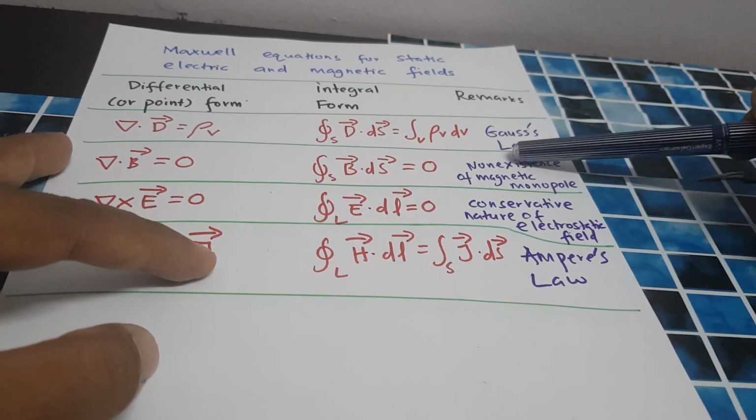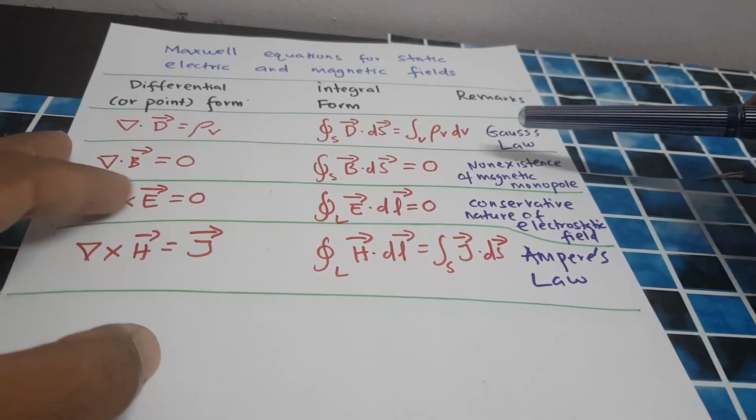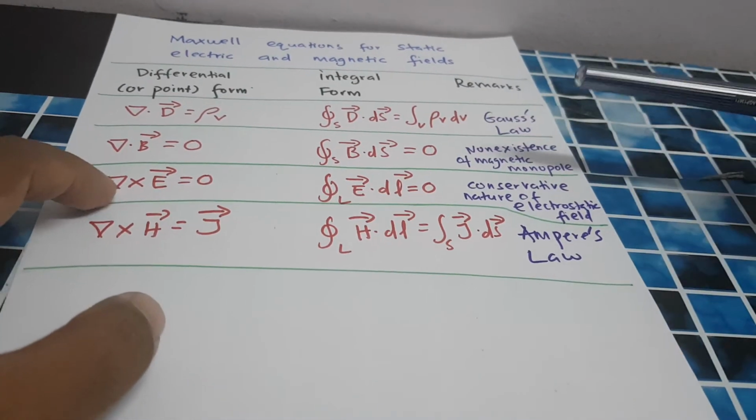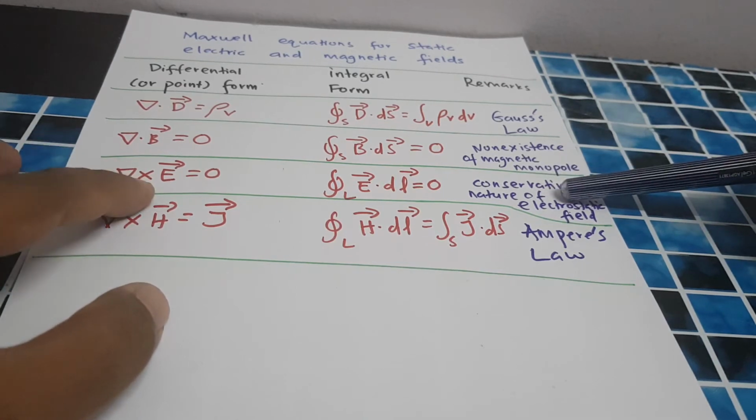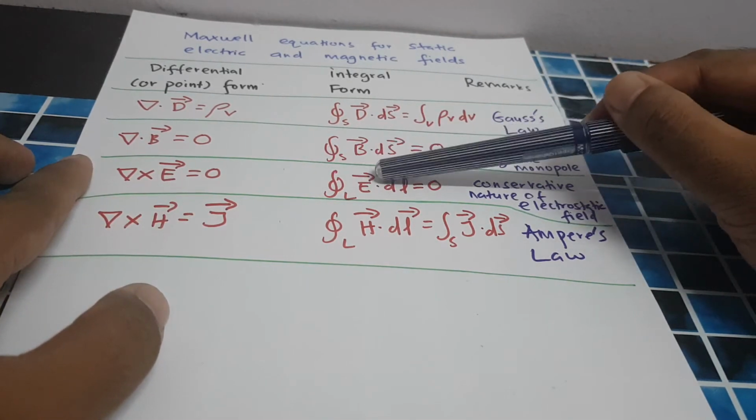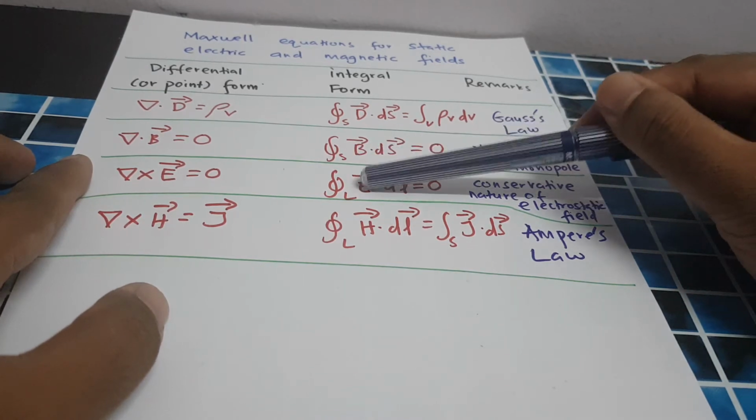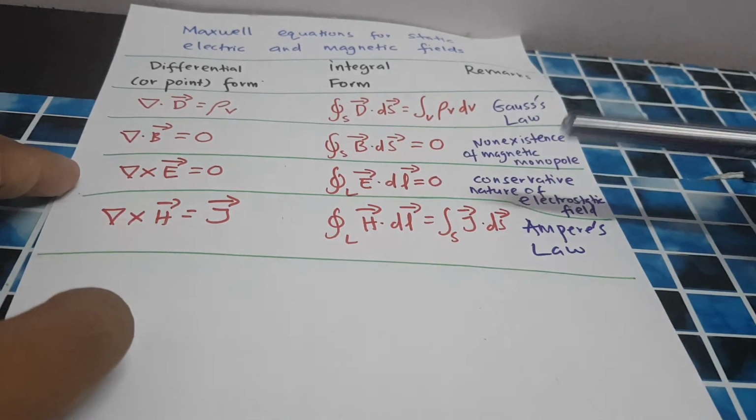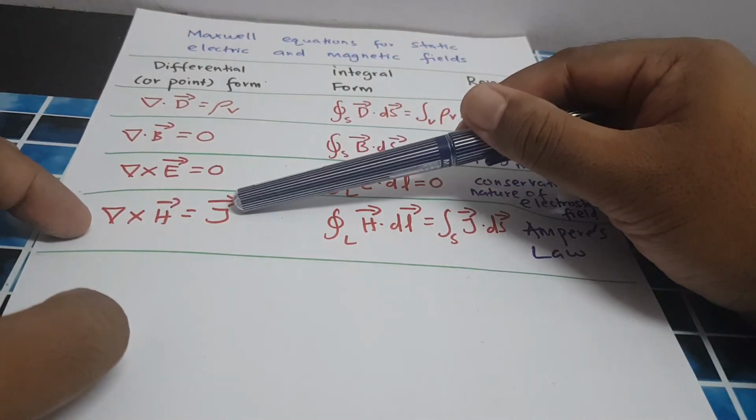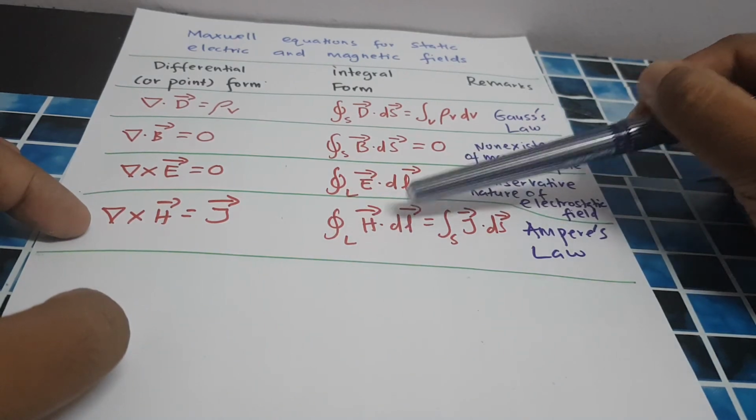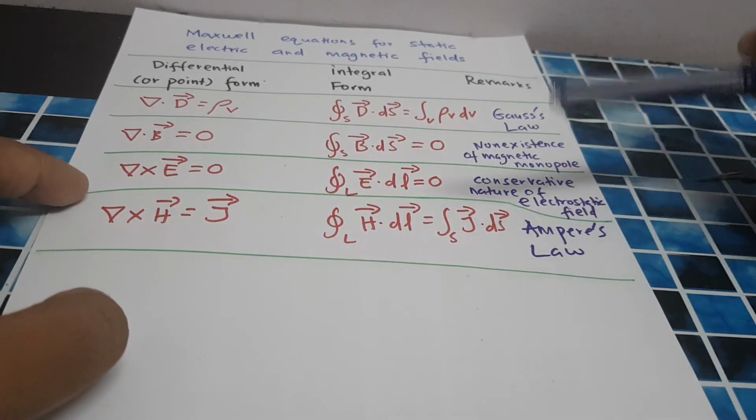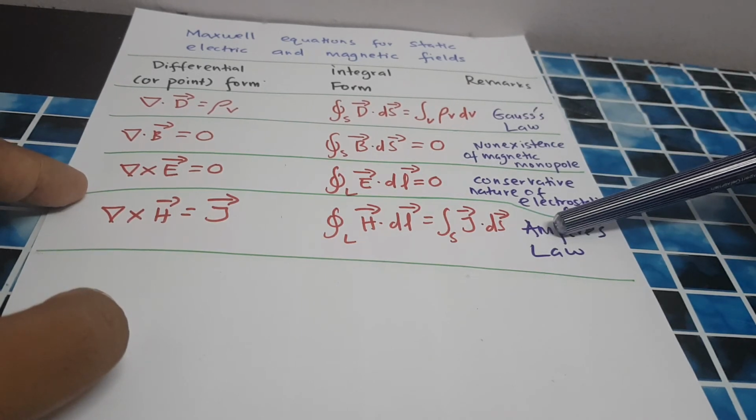This is what we call the non-existence of the magnetic monopole. So for the magnetic monopole, divergence of B equals 0, and the integral of B dot dS over the closed path equals 0. How about the conservative nature of the electrostatic field? The curl of E equals 0, and the integral of E dot dl over the line equals 0. Another law we can produce is Ampere's law, which is the curl of H equals J, and the integral of H dot dl equals the integral over S of J dot dS. This is Ampere's law. So for electrostatics it is Gauss's law, and for magnetostatics it is Ampere's law.